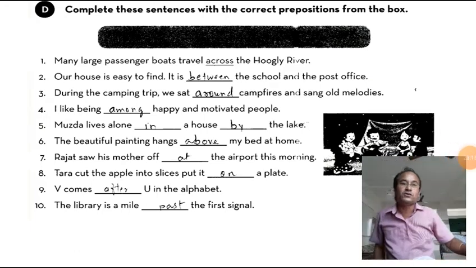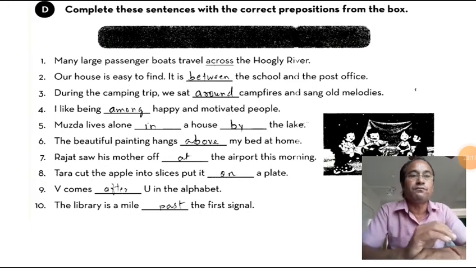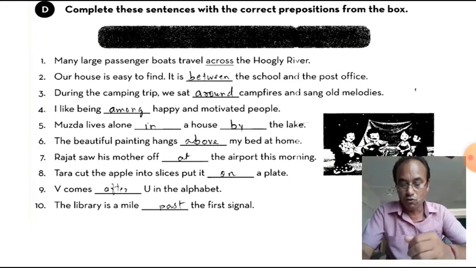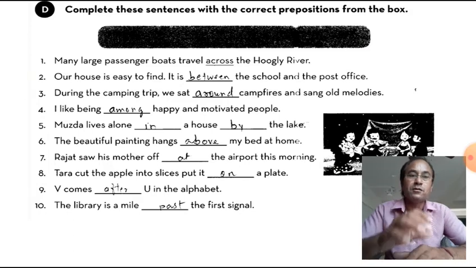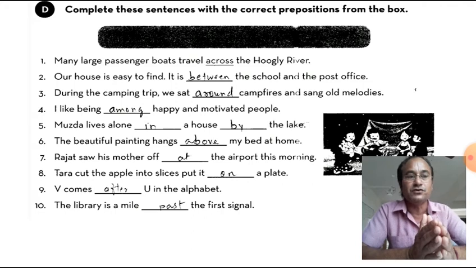Complete these sentences with the correct preposition from the box. The box is not seen, but across, in, on, at, by, between, past, around, above, after, among are there. But keeping in mind the meaning of the sentence, we will fill. Many large passenger boats travel across the Hooghly River, across, from one bank to another bank, across.